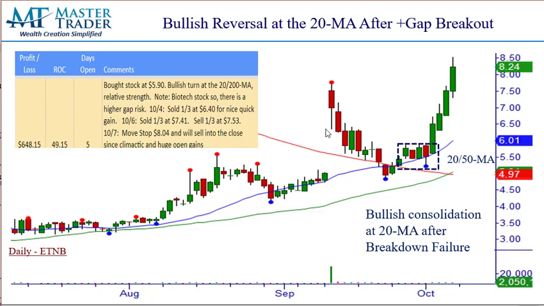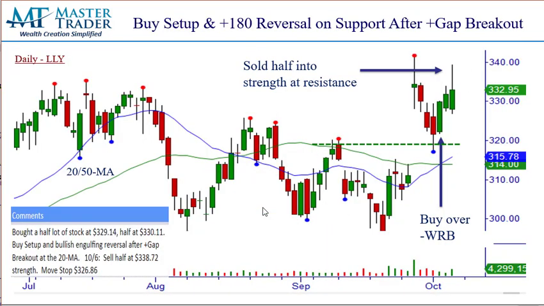It's a big bottom at the 20 MA after a big pro gap breakout, and then we just went into trail mode. Look at this one, another 5-day swing trade that we did last week. 49% return on capital, 650 buck gain, and that was just a very, very high probability trade setup right there.